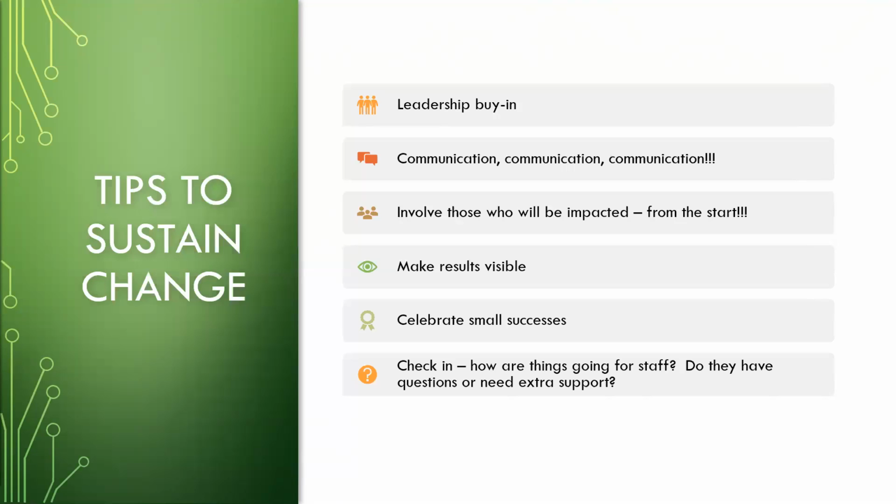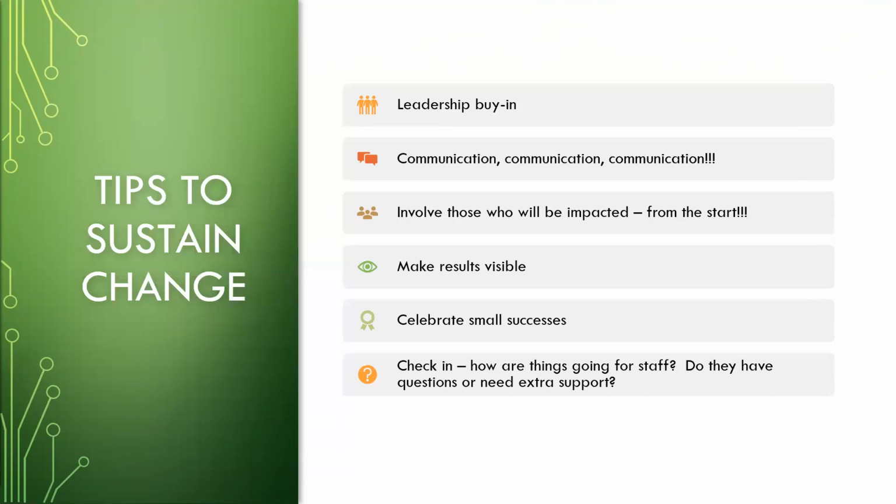Additionally, making your results visible to the entire practice is really key, and this is true regardless if it's going in the direction you want it to. You really want folks to see that you're looking at this regularly and that you're thinking about it and that it's at the top of the priority list for the organization.